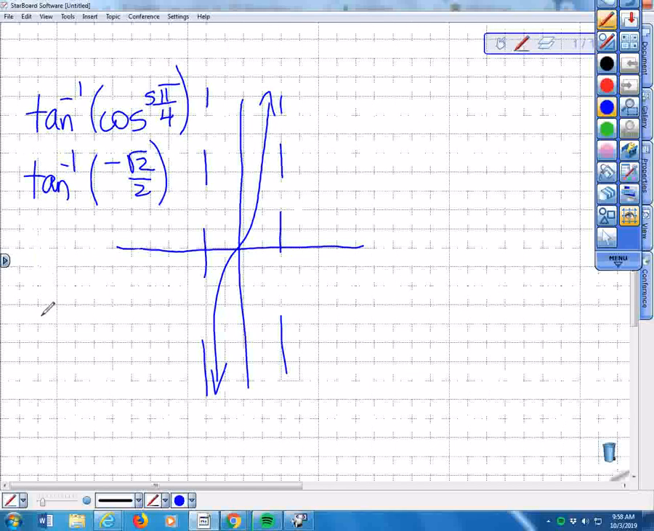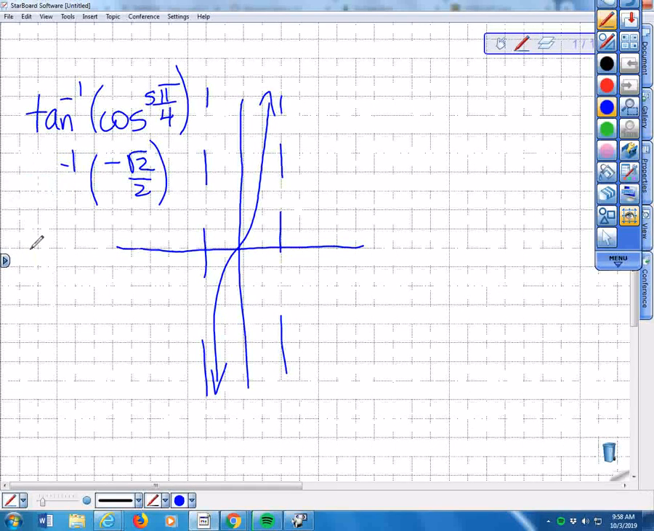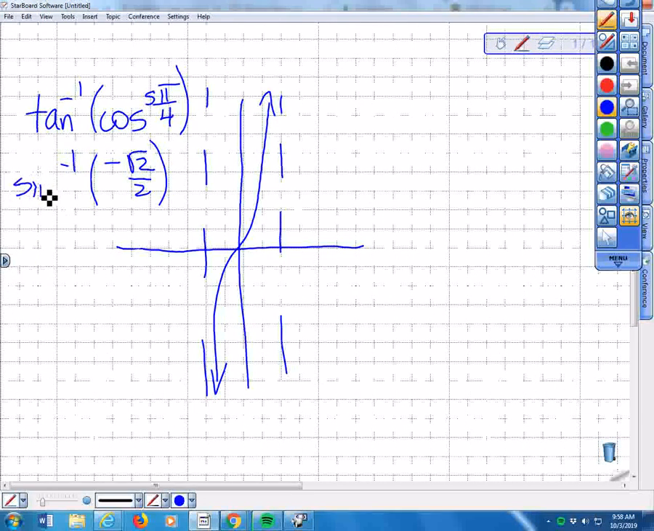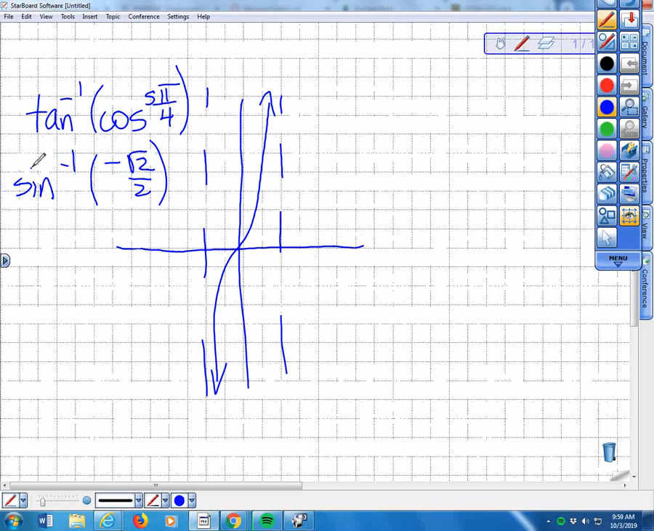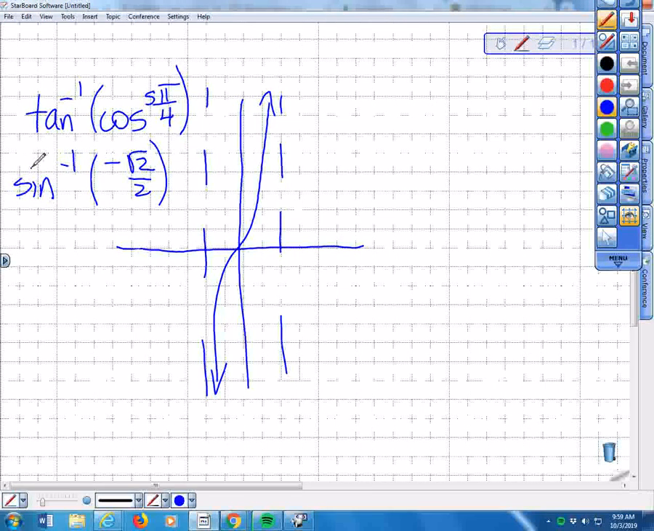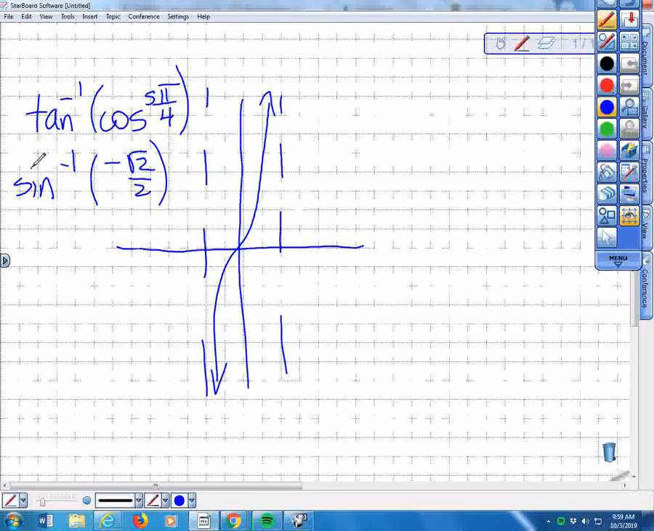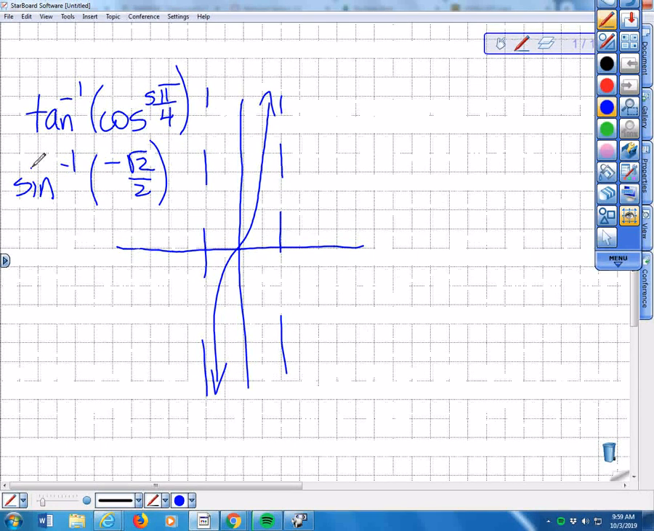Let's do this. Let's just change it to sine. I changed it from tangent to sine. What's the answer here?